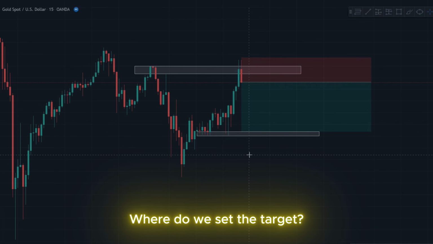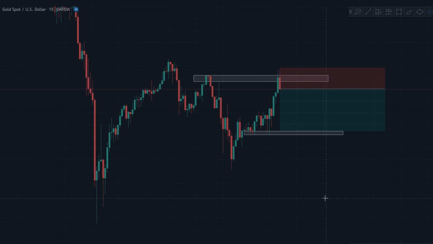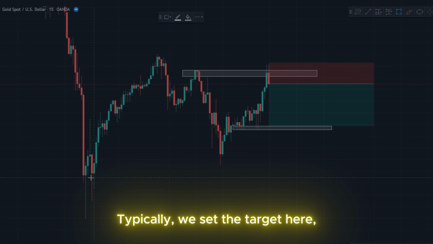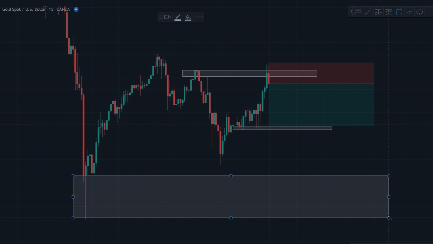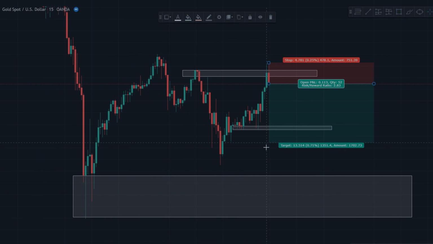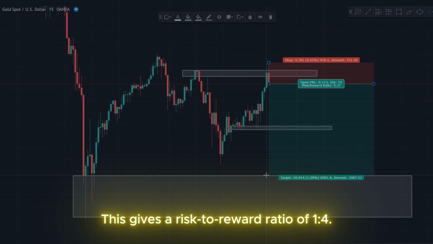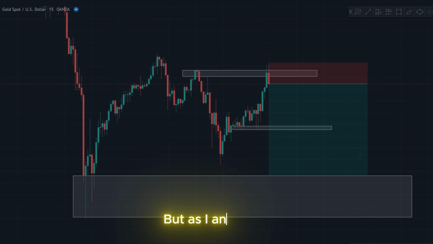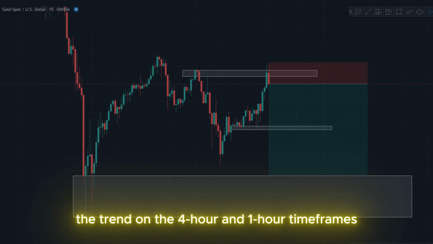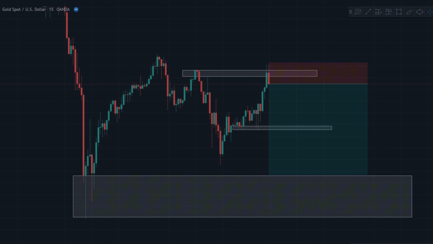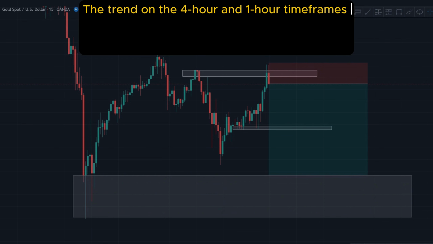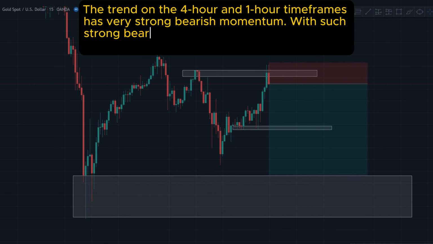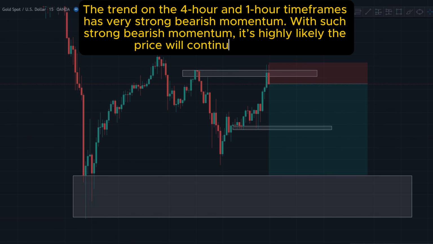Where do we set the target? Typically, we set the target here, at the previous low. This gives a risk-to-reward ratio of 1 to 4. But as I analyzed, the trend on the 4-hour and 1-hour time frames has very strong bearish momentum. With such strong bearish momentum, it's highly likely the price will continue downward and break below this key level.